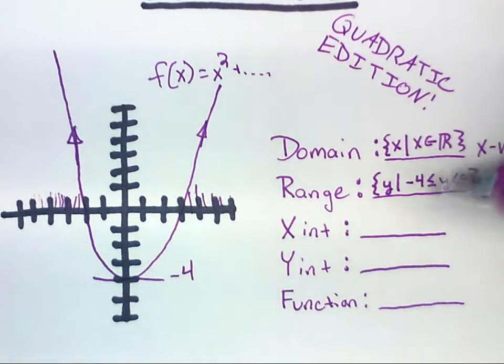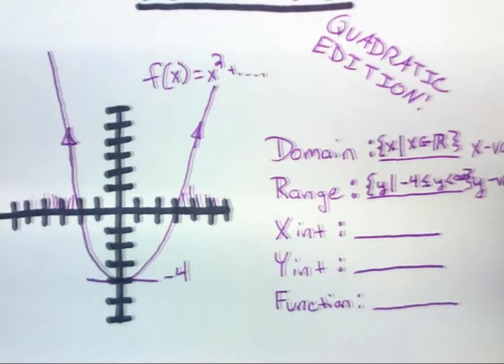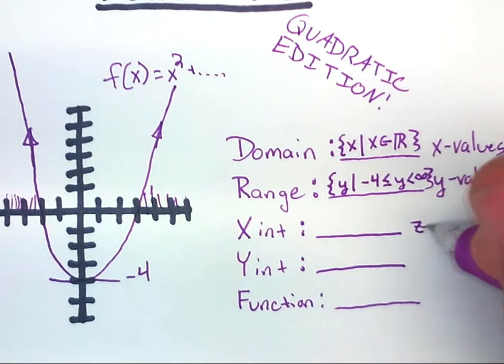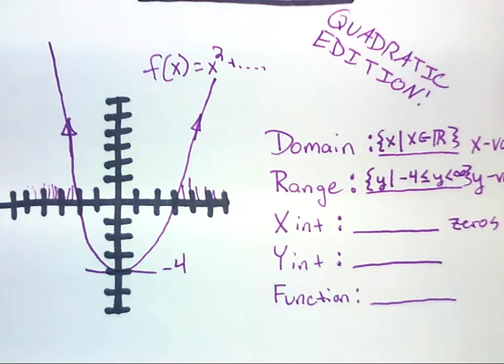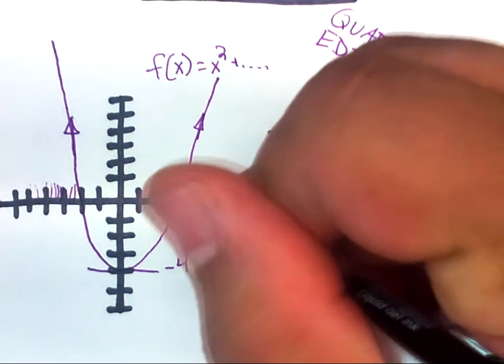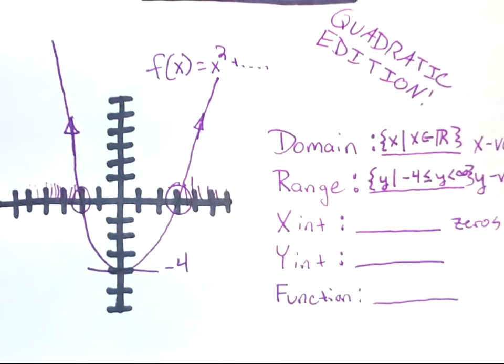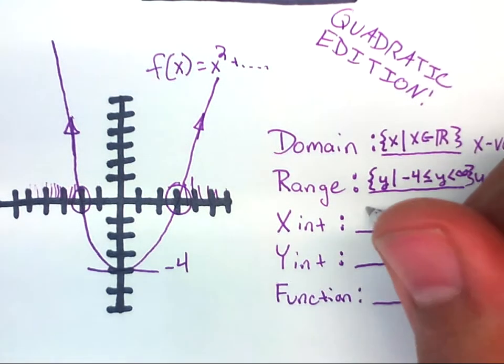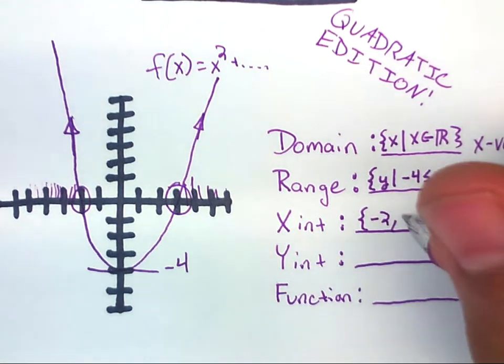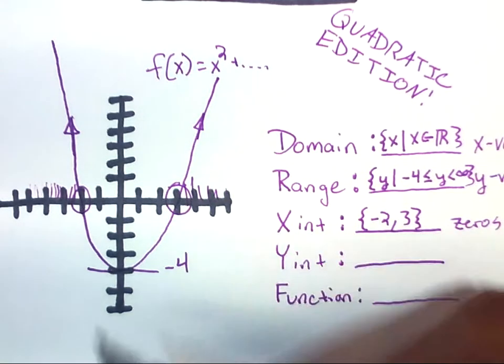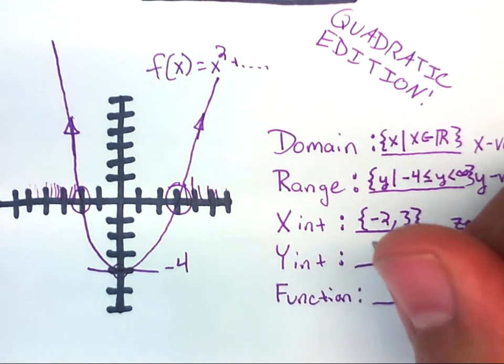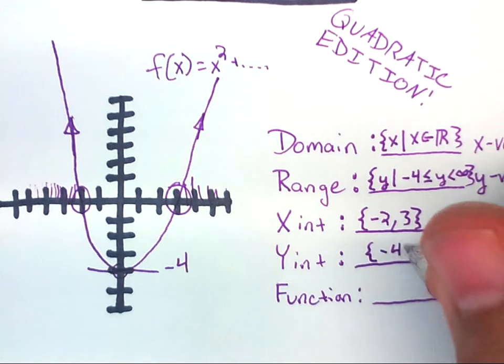X-intercepts are also sometimes referred to as zeros. It has the same name. So if you hear zeros, it's the same thing as x-intercept. All you got to do is look at the graph and see where it crosses the x-axis. So for this one, I'm going to write it just as -2 and 3. Again, just using that set notation. The y-intercept, sometimes it's pretty easy. In this case, we can look at it and we can see our y-intercept is going to be -4.